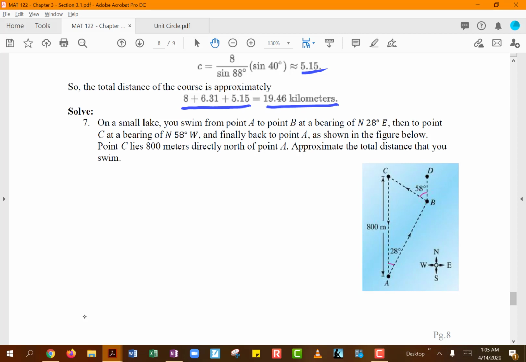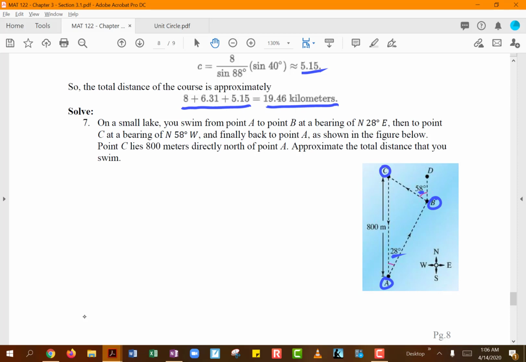Alrighty, so let's take a look at our example here. They're telling us on a small lake, you swim from point A to point B, which is a bearing of northeast of 28 degrees. So that's this angle, 28 degrees here. Then from point B, we are swimming to point C, which is going to be northwest 58 degrees. So that's this angle right here.